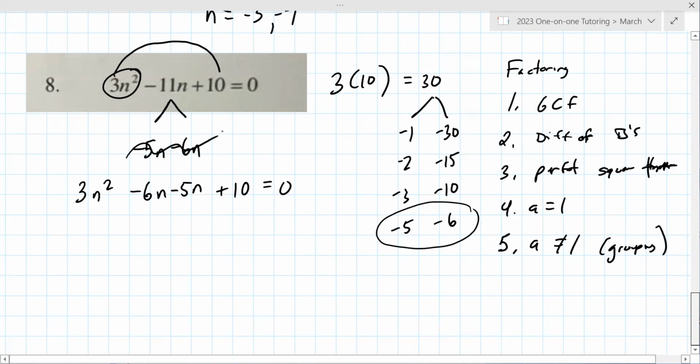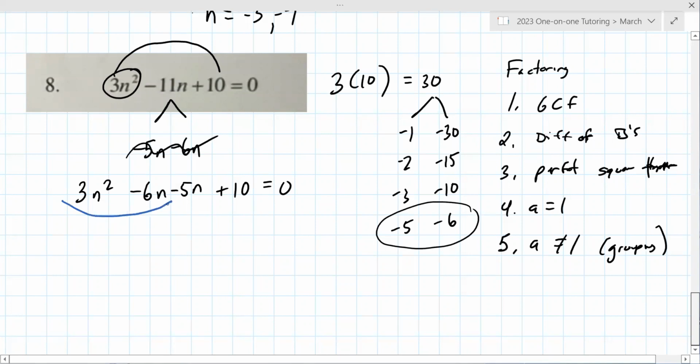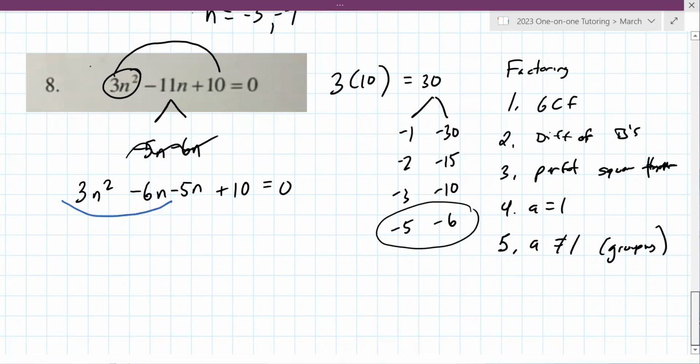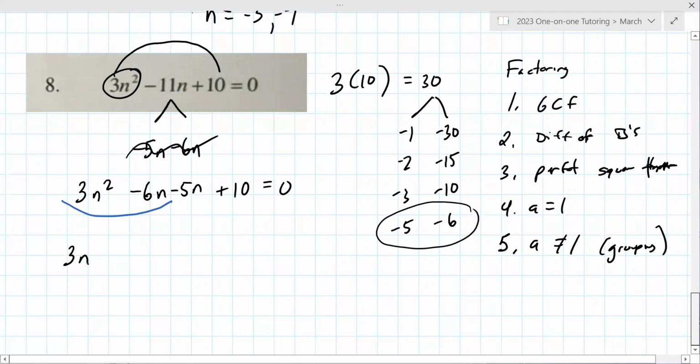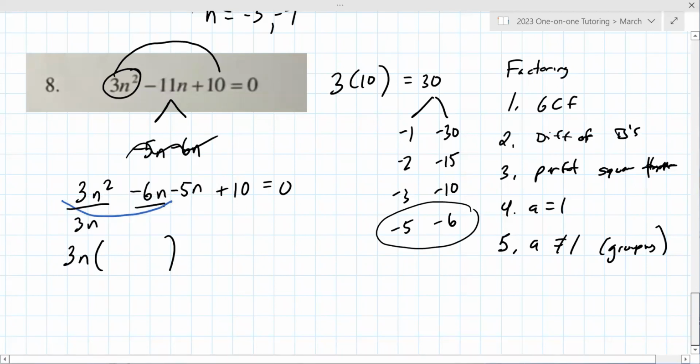So we've got grouping here, meaning you find the GCF between these two terms. We've got 3n goes into both. And if you recall, you have to divide both of those by 3n. So you're dividing each by 3n, each by 3n. What goes in parentheses? n minus 2. Okay.